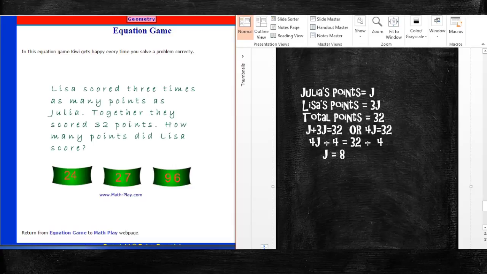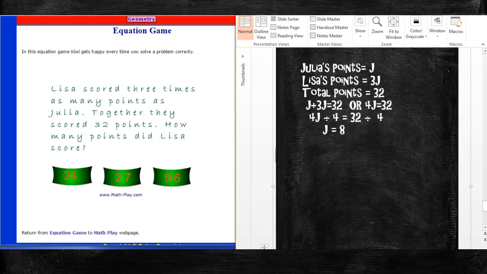So we know Julia scored 8 points. But how many did Lisa score? Well, we know Lisa's was 3j. So in order to find out how many Lisa scored, we have to substitute that 8 in for j. So Lisa's points is 3j, or 3 times 8, which is equal to 24. Is that correct?